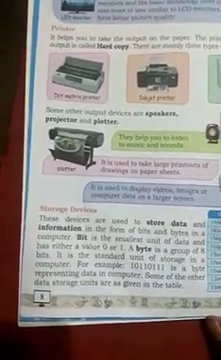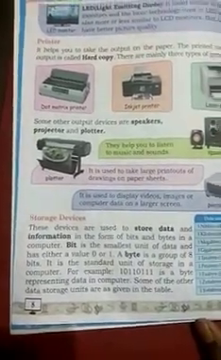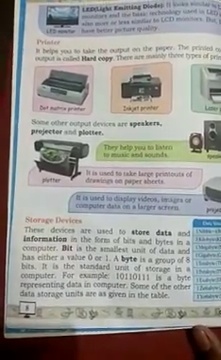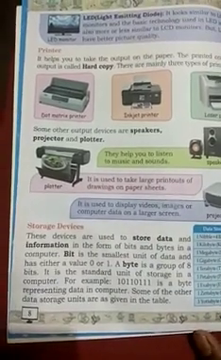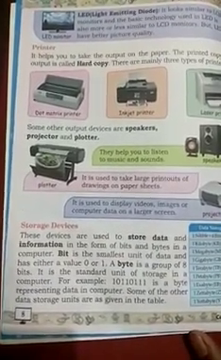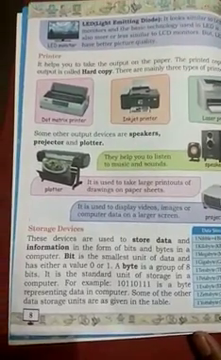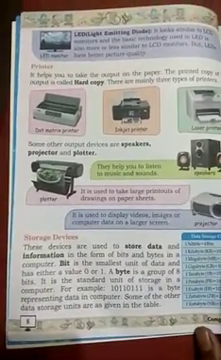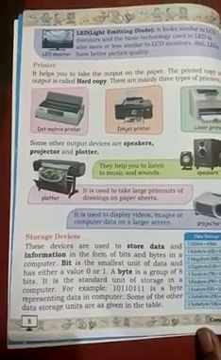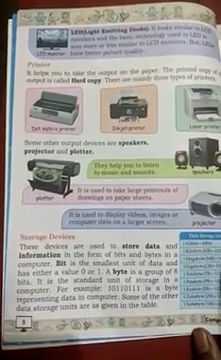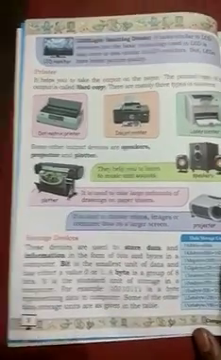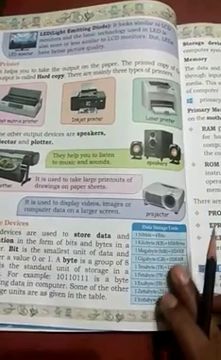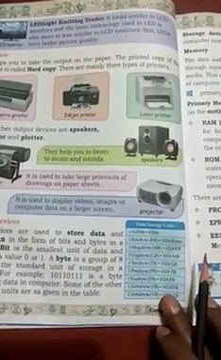Our next topic is storage devices. These devices are used to store data and information in the form of bits and bytes in a computer, where a bit is the smallest unit of data and has either a value of 0 or 1. Whereas a byte is a group of 8 bits. It is the standard unit of storage in a computer. Students, I'll suggest you to learn all these data storage units.